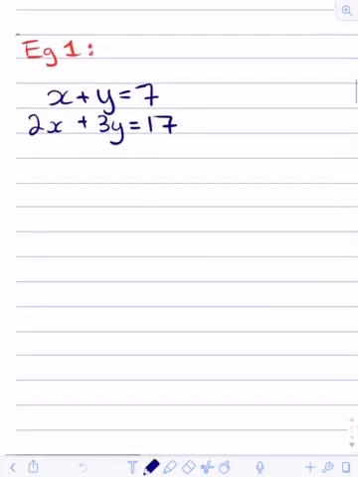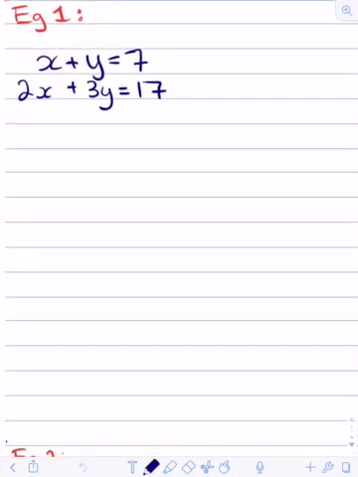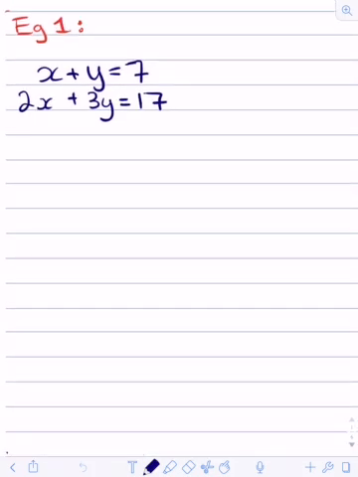Let's begin with the first example, where we are given two equations here and we have to solve them simultaneously. Now our main goal is to either get the x's the same or the y's the same. Now if I was to get the x's the same, I have a 2x here and a 1x. What would I do to the top to make it a 2x? I would multiply it by 2. But if I want to make the y's the same, I have a 3y and a y. What would I do to the top to make it the same? I would times it by 3.